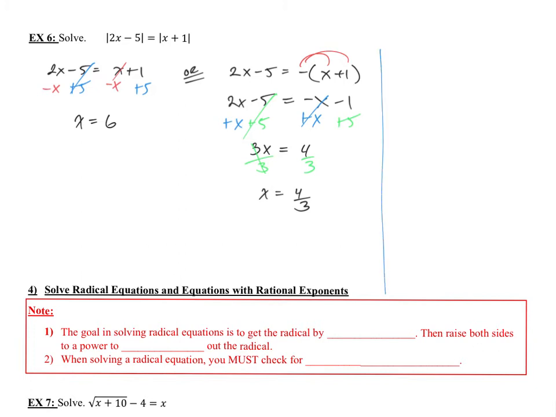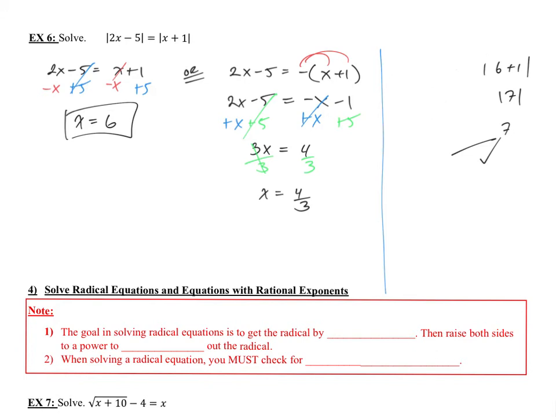So for the first one, x equals 6. Let's plug that in. Do they end up equaling each other? So plugging in 6 for x on both sides, we get that this side is going to be the absolute value of 12 minus 5, which is 7. Absolute value of 7 is 7. Now let's check the other side. That's the absolute value of 7, which is 7. Are they the same? Yes. So the first one checks out. We can go ahead and box it.